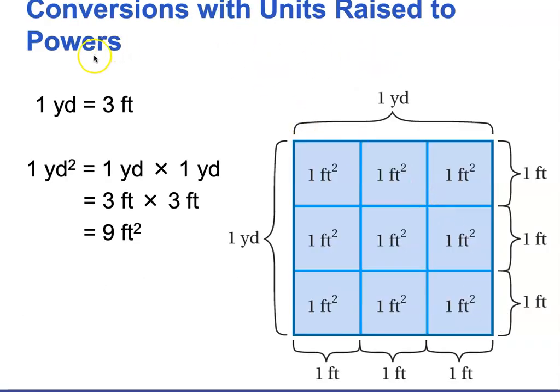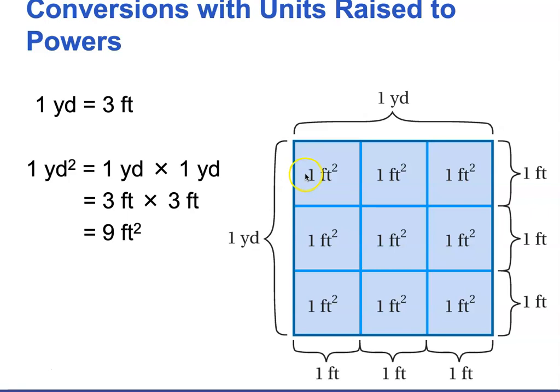Conversions with units raised to a power. Okay, 1 yard is 3 feet. 1 yard squared would be 1 yard times 1 yard, which would be 3 feet times 3 feet. So 1 yard squared is 9 feet squared. Be very careful when you're using these conversions that when you have your basic conversion, you also square it if it's to the second or to the third. Okay, so basically here, this is 1 yard.